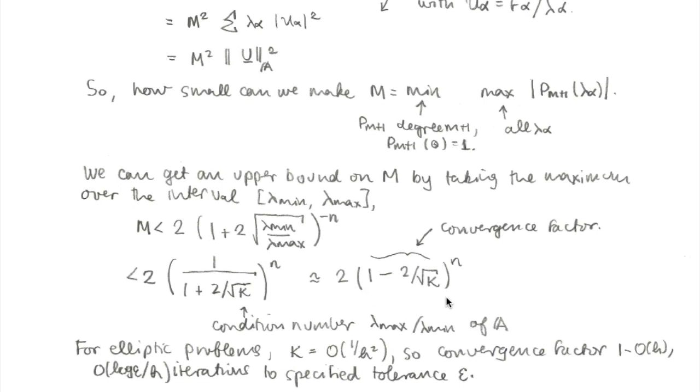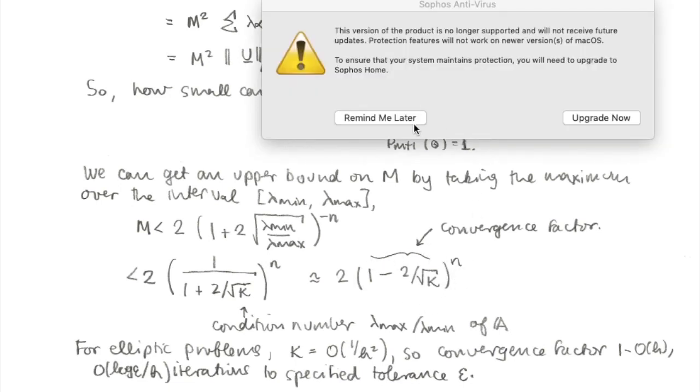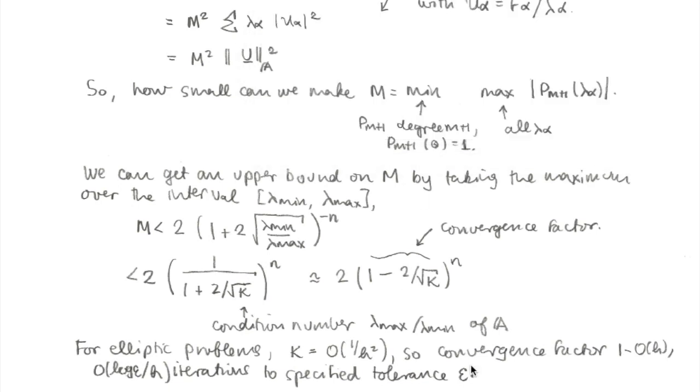And that means this is a number less than 1. You can think of it as a convergence factor. Every time I do an iteration, I get to reduce the error by at least that much. And you know from our von Neumann analysis that for typical elliptic problems, this condition number is size 1 over h squared. So I'm going to get a convergence factor that's 1 minus O of h. So you have to do order 1 over h iterations to get a specific error tolerance. That's the error estimate that we get from here.